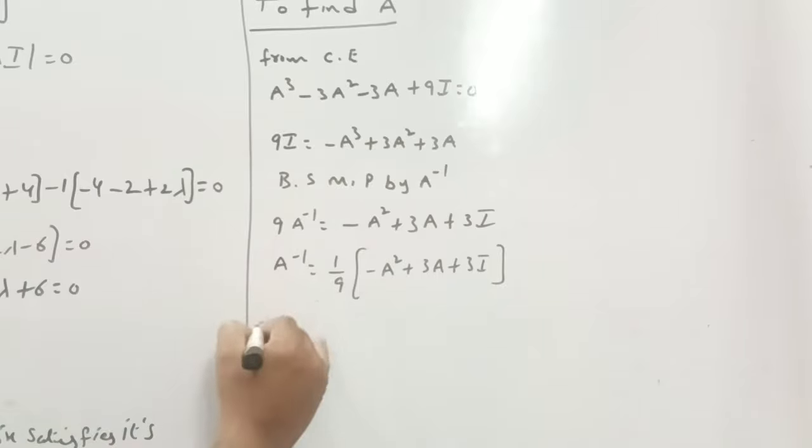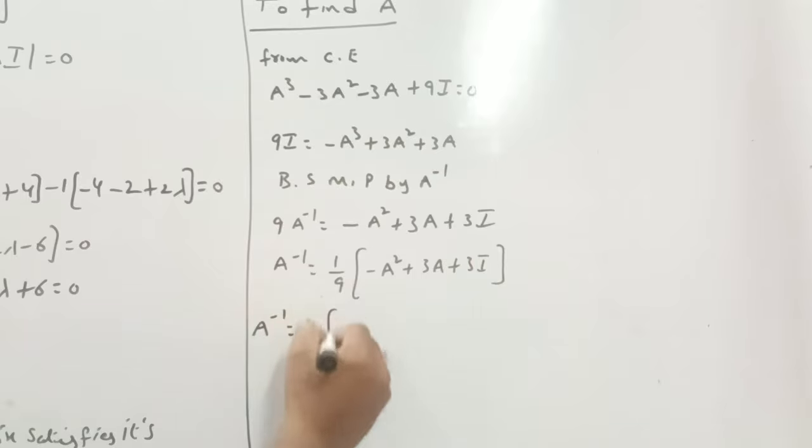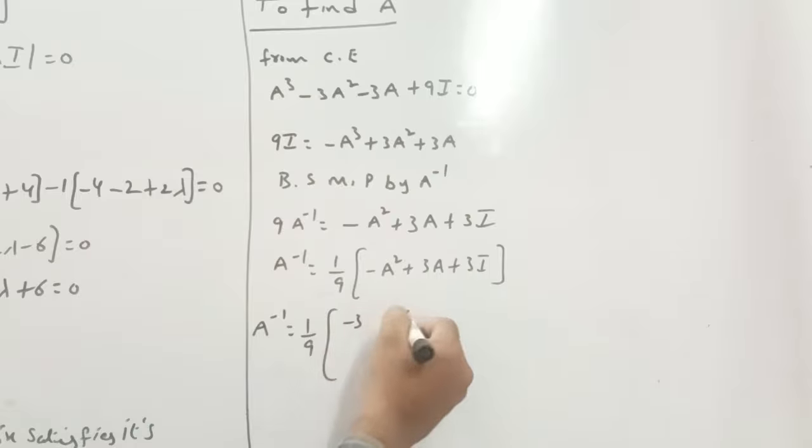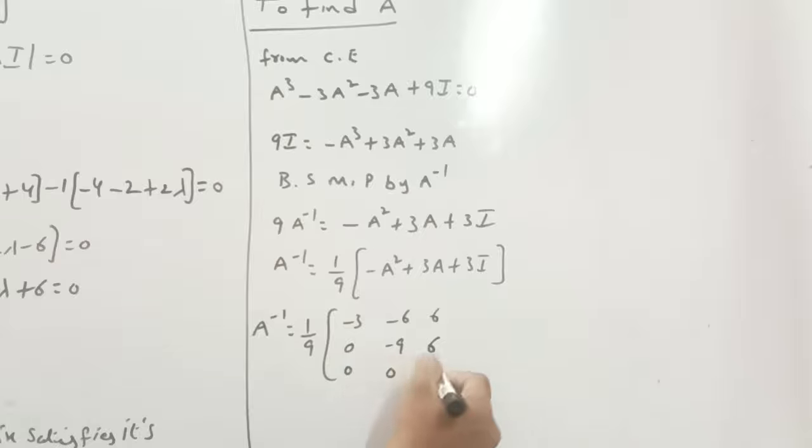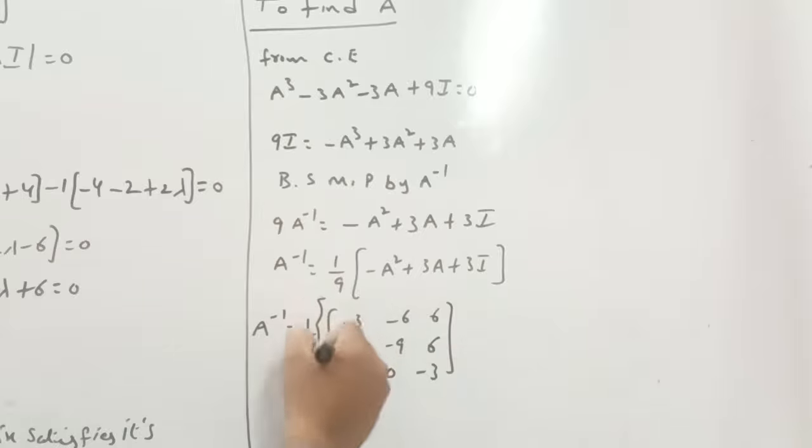Now see here, using the calculator, I got A square. How much did I get? Minus 3, minus 6, minus 3, minus 6, plus 6. So then 0, minus 9, plus 6. Then 0, 0, minus 3. This is the value of A square.